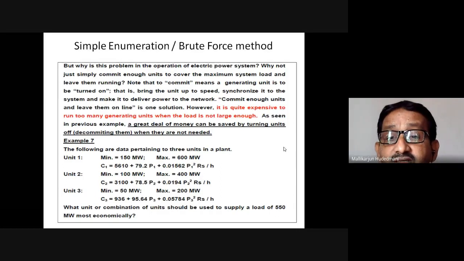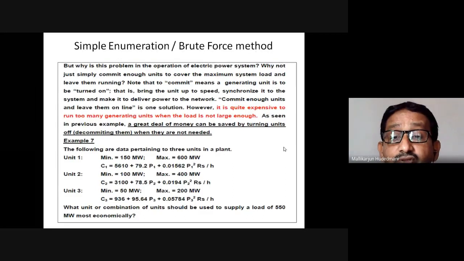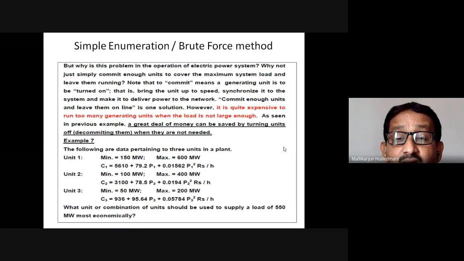Now it becomes necessary to understand what unit or combination of units should be used to supply a load of 550 megawatt in the most economical manner. See here, it comes under economics. How would we have solved it? We would have solved it by economic scheduling, taking care of DC1 by DP1, DC2 by DP2, DC3 by DP3. It's called the equal incremental cost criteria.